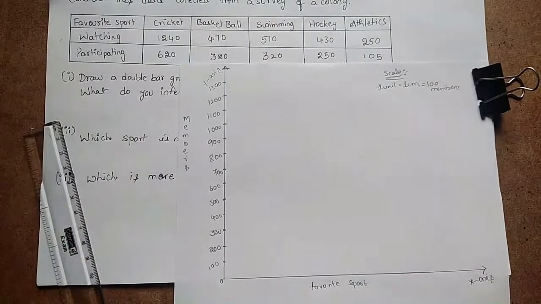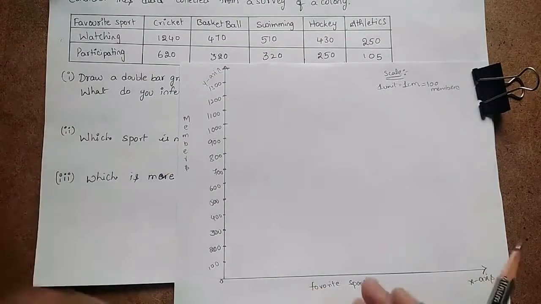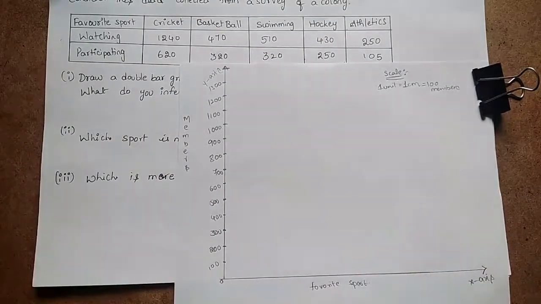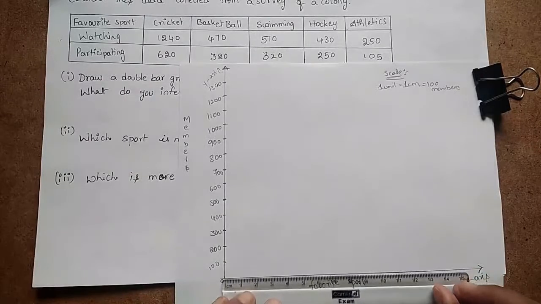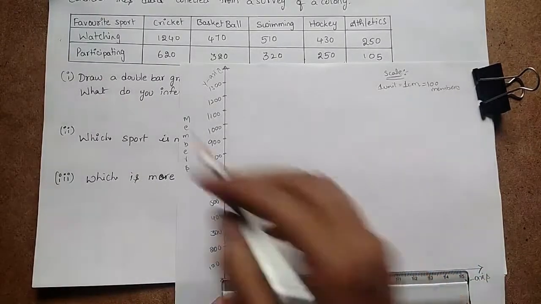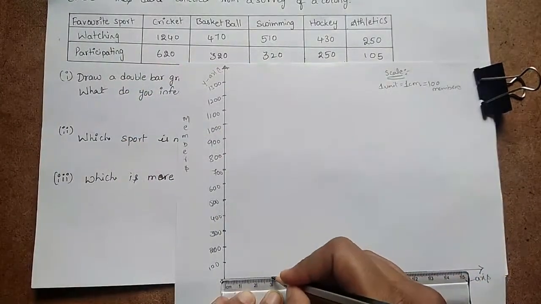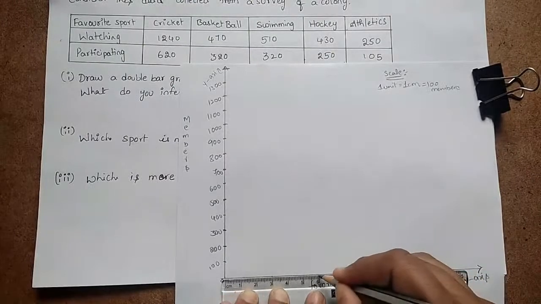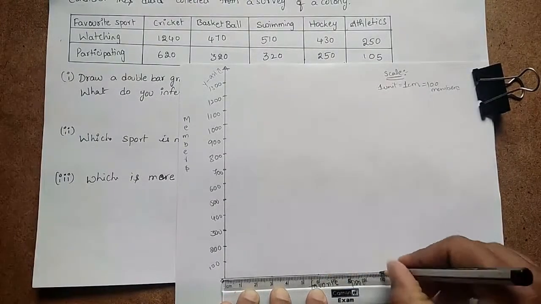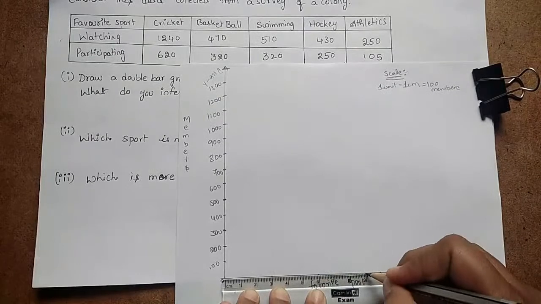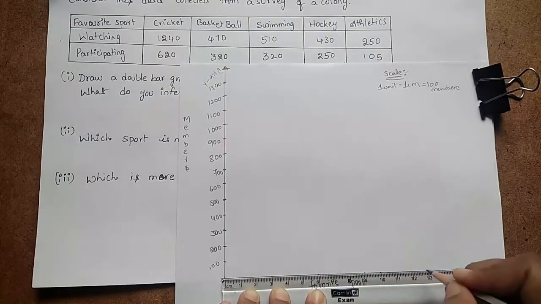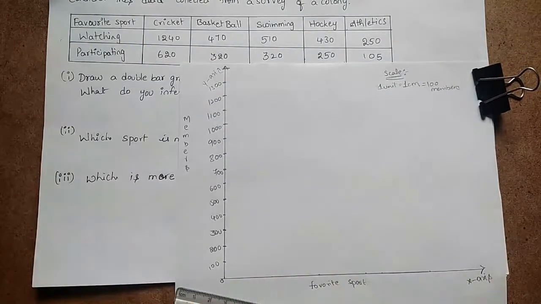Next, we have to move to the favorite sport on the x-axis. We take the same width for each. Here we have 5 sports only, so I am taking a width of 3 centimeters for each sport, because we are showing it in a bar graph with a uniform bar width. So the length differs, but the width does not differ for each sport.